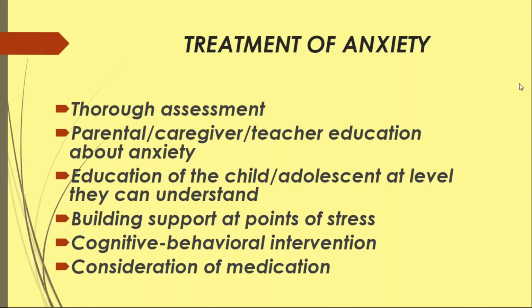So if a child is anxious about school, we need to determine what's happening at school that makes them anxious and build support in at that point. We can't talk about it at home or in an office without doing something in the location it's occurring. We use cognitive behavioral interventions to assist with anxiety, and often we consider medication.